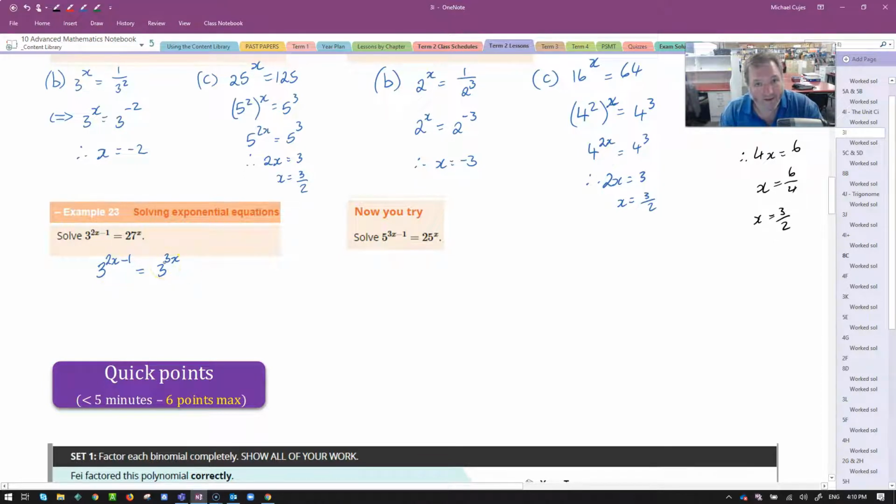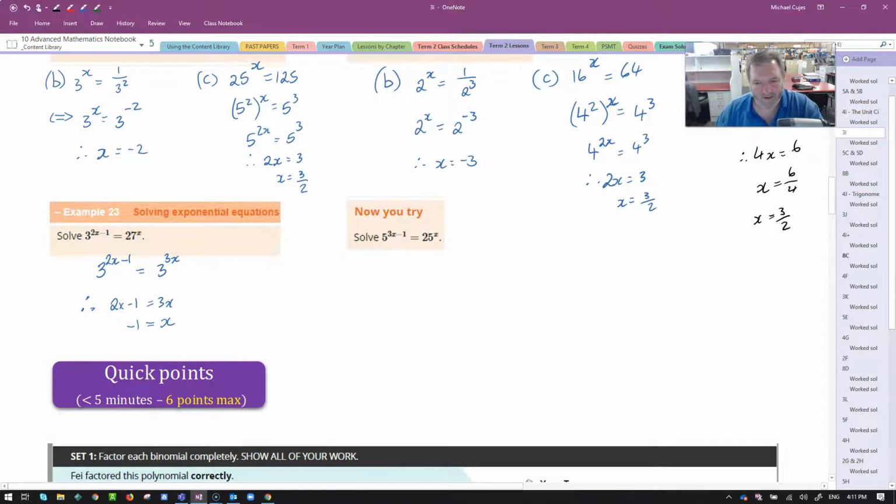The bases are the same, and they're equal expressions, so the powers must be equal. So I can conclude, okay, therefore, 2x take 1 equals 3x. Get all my x's on one side, subtract 2x from each side. I'm left with negative 1 equals x. And that'd be my answer.